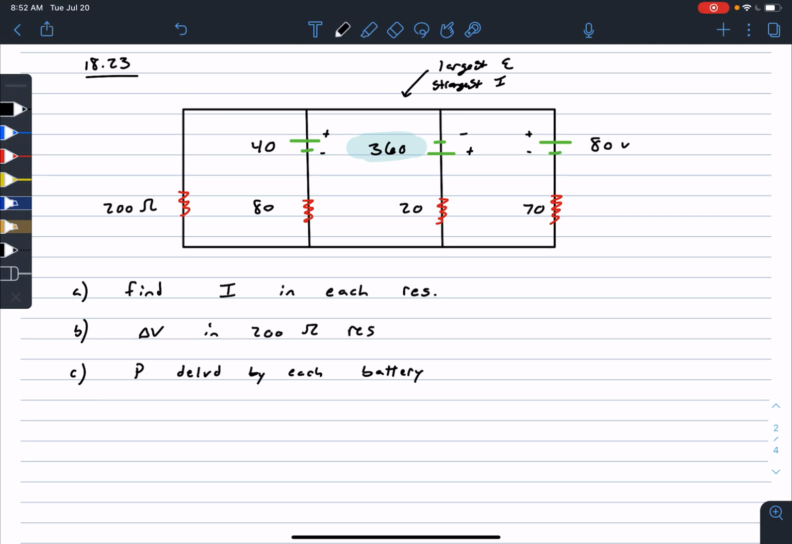All right, so next one, 1823. We are given a circuit with both resistors and capacitors. Oh no, sorry, with resistors and batteries. And we're asked to find the current in each resistor. We're asked to find the potential difference in the 200 ohm resistor here on the left. And then we're asked to find the power delivered by each battery.